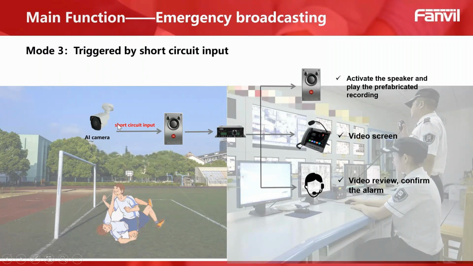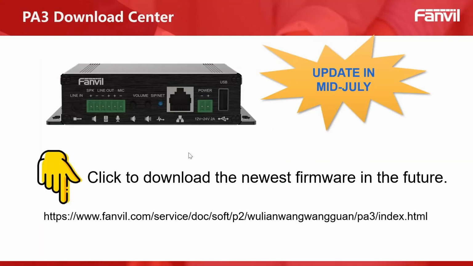When the AI camera recognizes the broad situation, it can transmit information to the campus control center through PA3 so that the school security guards can respond in time. So at the same time, the automatic recognition of the equipment also will reflect the intelligent management of the school, which helps to improve the teaching level of the school. And we plan to update the firmware, including the aforementioned functions, in mid-July. And you can download the address to get the newest software in the future.